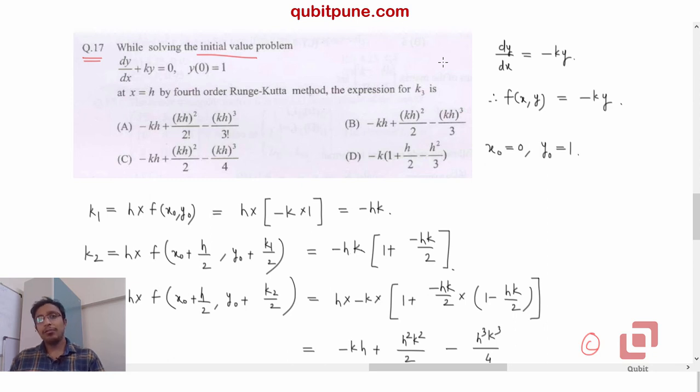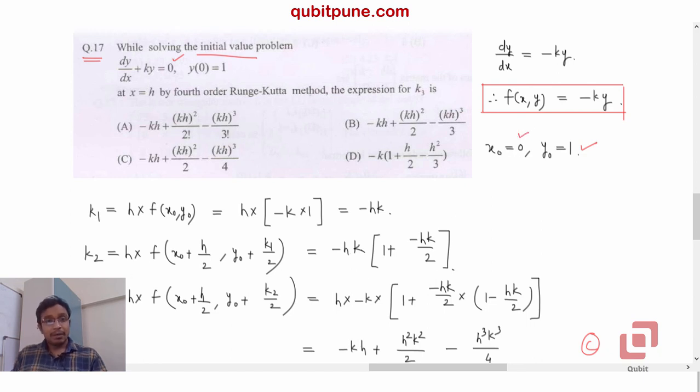In usual notations, I will first write down dy by dx on one side and everything else on the other side. In this case, because it is a homogeneous differential equation, I can send ky to the other side, so f of x, y will become negative ky. In our usual notations, y of 0 is 1 means y naught is 1 and x naught is 0. That's the initial condition.